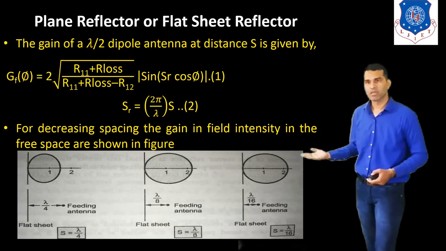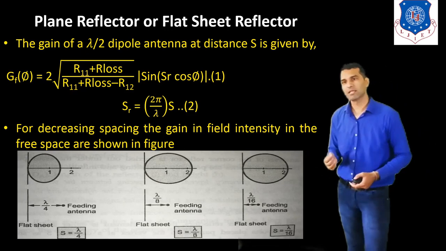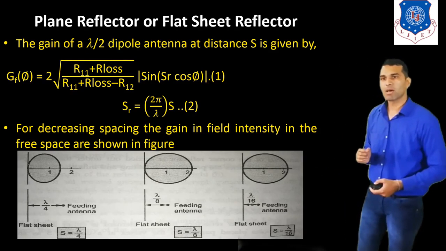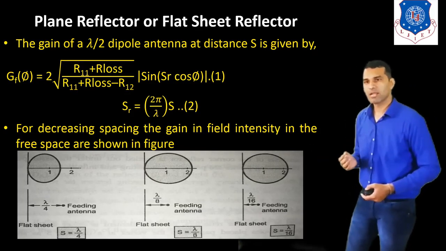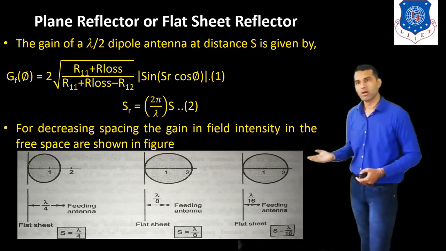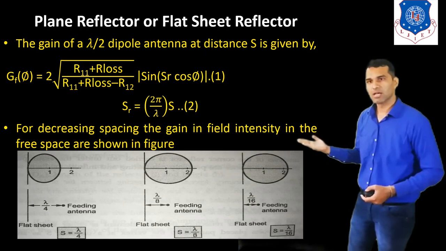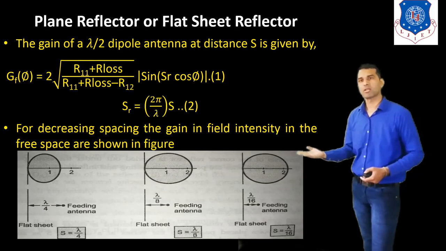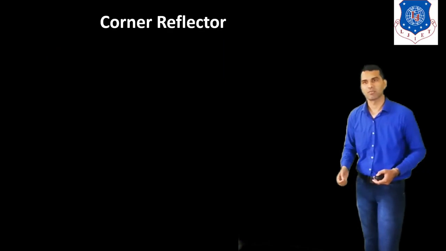So here we have seen these three figures. The first figure is S equals lambda by 4, that means the distance is lambda by 4, and for that we can see this is the gain. As we decrease the distance, for S equals lambda by 8, we can see the gain is increased. So for the different distances, we can see here the relation between the gains.